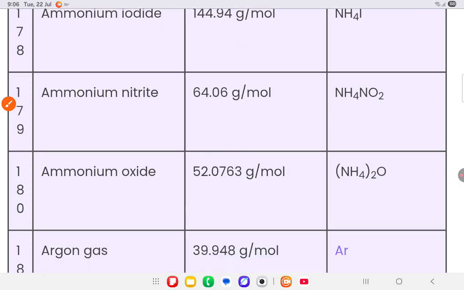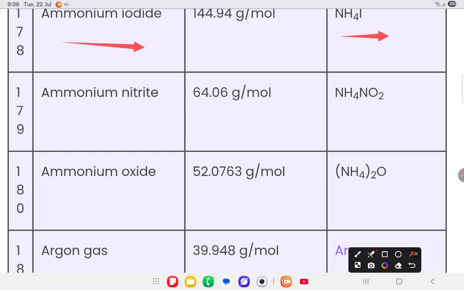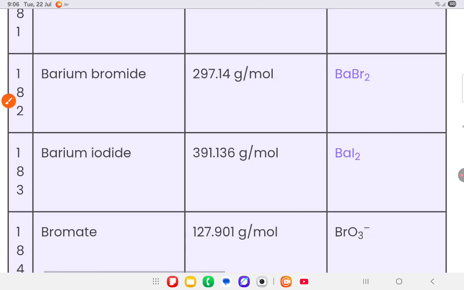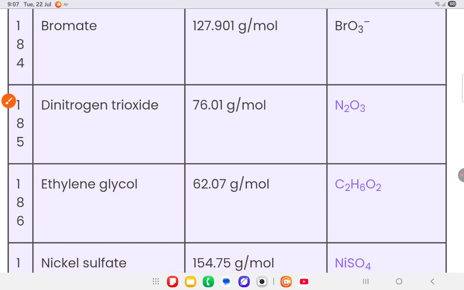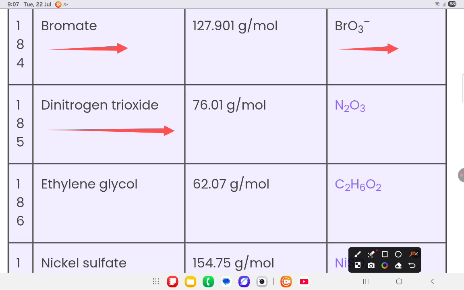Ammonium iodide that is NH4I, ammonium nitrite that is NH4NO2, ammonium oxide that is (NH4)2O, argon gas Ar. Okay, argon gas, what is Ar? Barium bromide that is BaBr2, barium iodide that is BaI2, bromate that is BrO3 minus, dinitrogen trioxide N2O3.